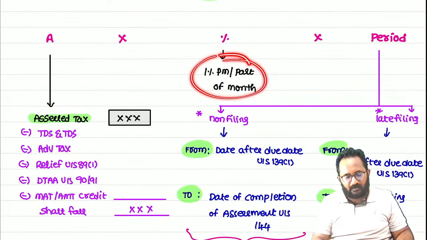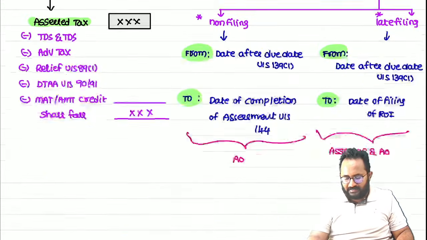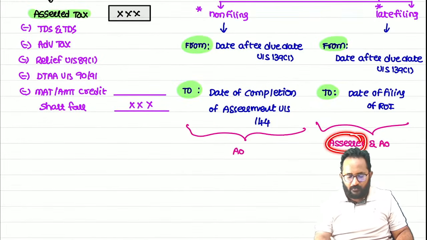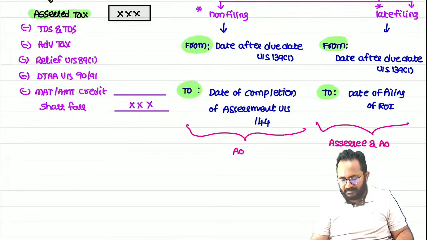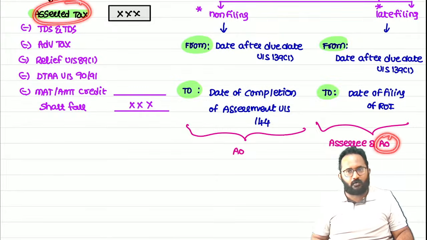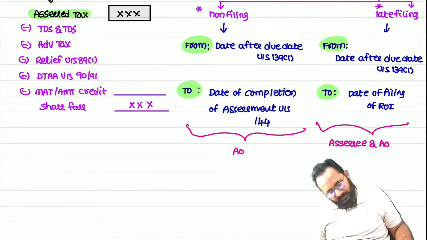Next, the rate of interest is 1%. At the time of SSE computation, we have to take the self-assessed tax. At the time of AO computation, the AO determined tax. Understood? Yes.